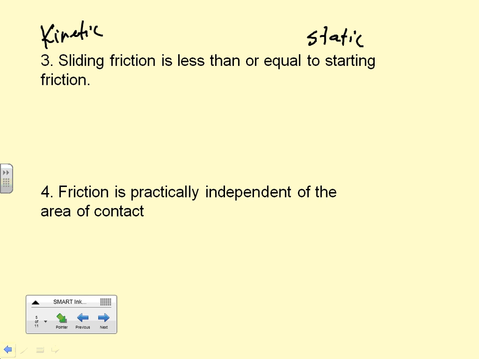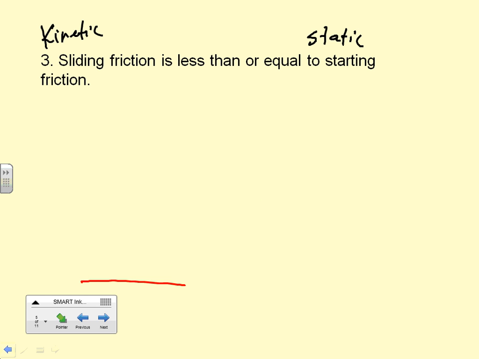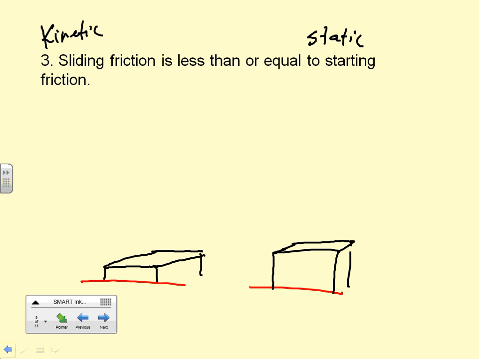And if you want to just draw a little picture in there, it would be something like this. I guess I have to make it 3D to make it make sense. So whether the box or the book or whatever it is is flat or upright, the friction is the same. Now, I bet you there's going to be another line coming right in there, isn't there?